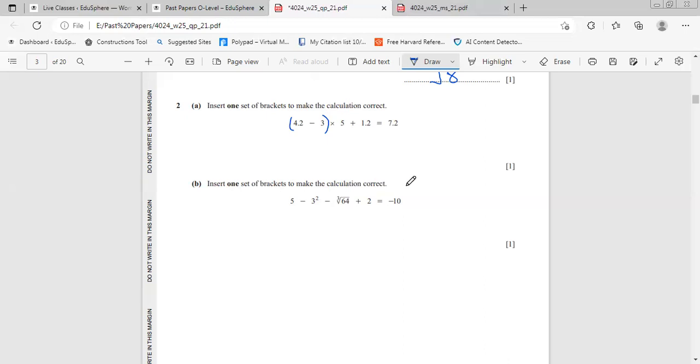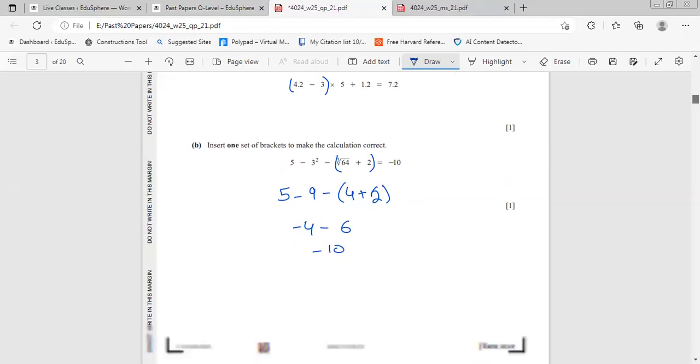Then insert one set of brackets to make the calculation correct. The same is the case with this one. All of these are minus and plus, but for subtraction and addition, the rule is to go from left to right. If we start from the left side, we will not get the answer. But if we put brackets on this operation, we get 4 plus 2, which is 6. And this is 9. Then 5 minus 9 is minus 4, minus 6, so we get minus 10, which is equal to the right-hand side. So this bracket is proved to be successful.